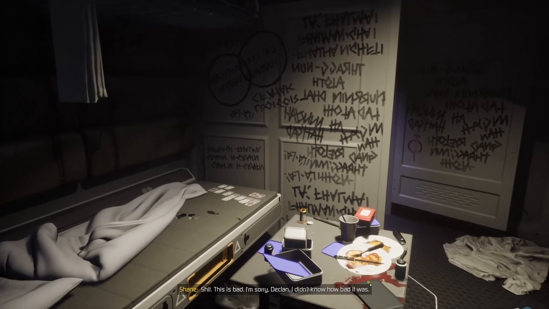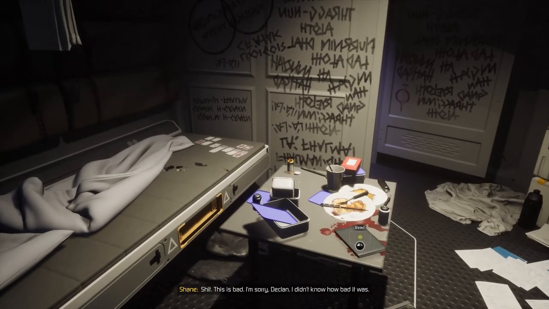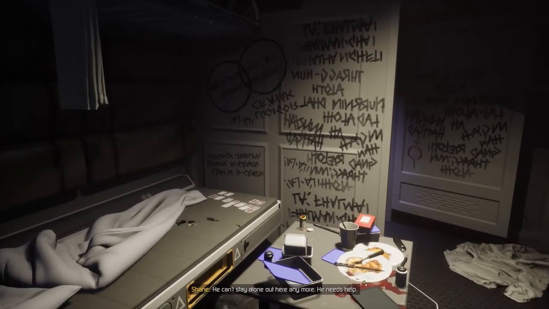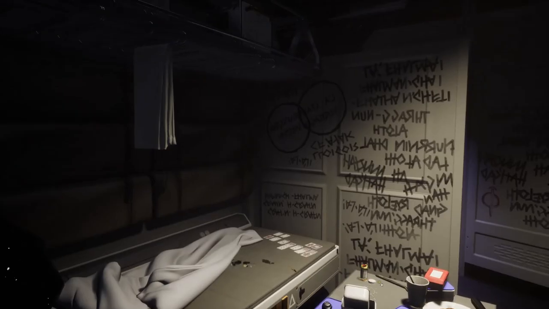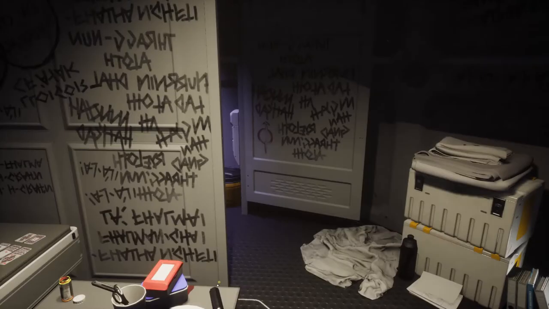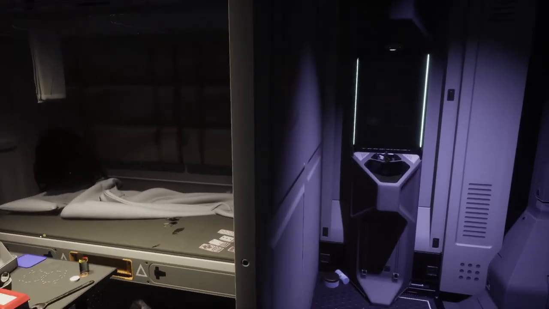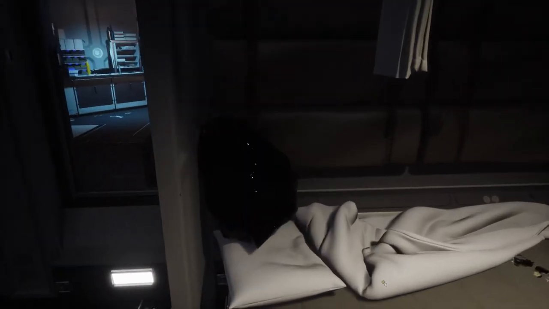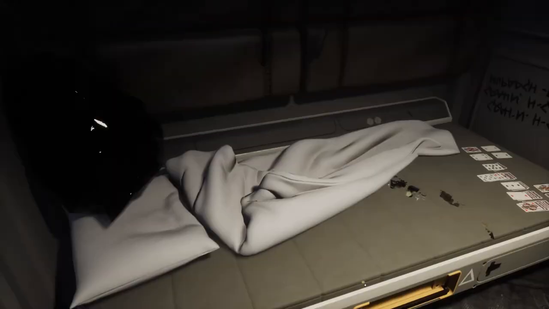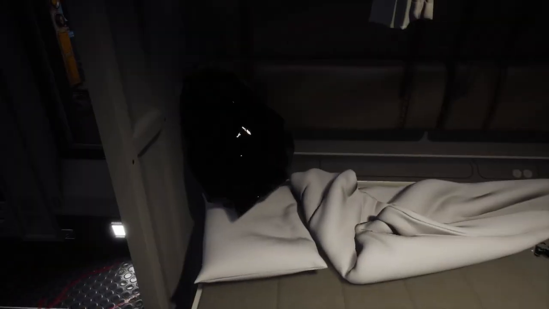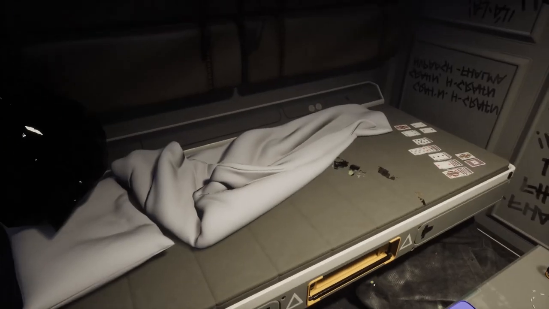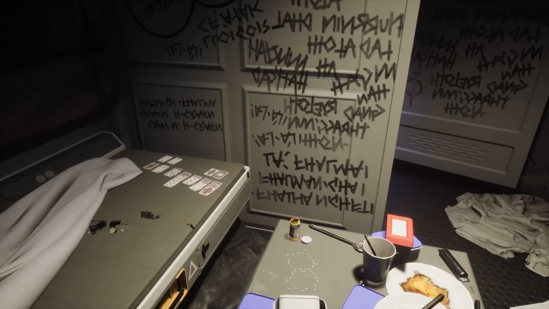Shit, this is bad. I'm sorry, Declan. I didn't know how bad it was. He can't stay alone out here anymore. He needs help. Okay, so this is in Relayan, I would assume, or some other ancient, batshit crazy language of the great abominations of whatever. What? He's been sleeping with garbage? I feel like that might be a metaphor of something, but I don't feel competent to analyze that.